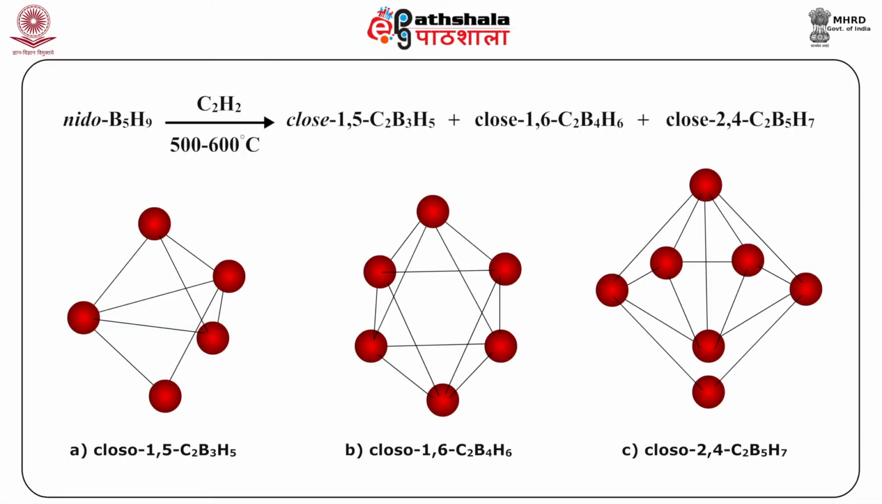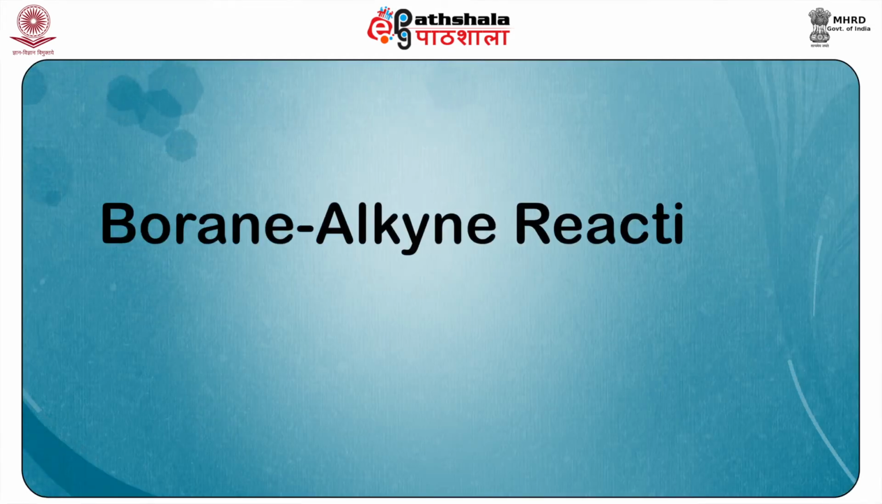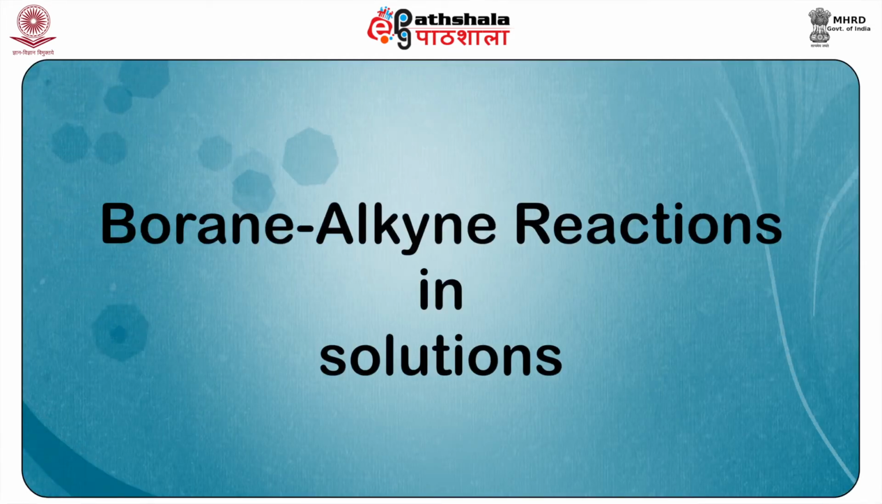This is shown in the following reaction, where nido-B5H9 reacts with acetylene at 500 to 600 degrees Celsius to give closo-1,5-C2B3H5 plus closo-1,6-C2B4H6 plus closo-2,4-C2B5H7. Now, we will look at the borane-alkyne reactions in solutions.